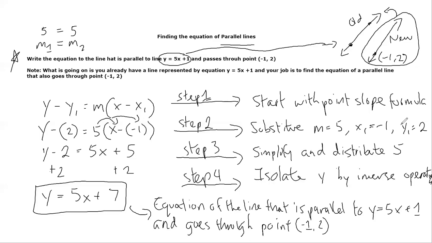How do I know what my slope is? Well, you see this right here? Whatever number is attached to the x in the slope intercept form, which is y equals mx plus b, is going to be your m value. Your m in this case is 5 because 5 is in front of the x, okay?